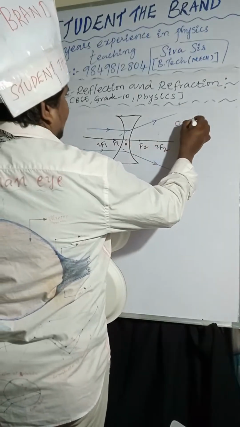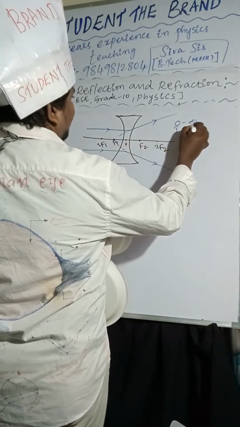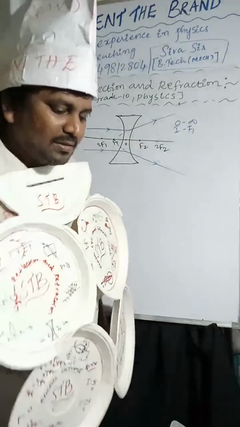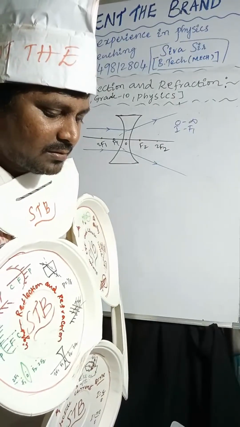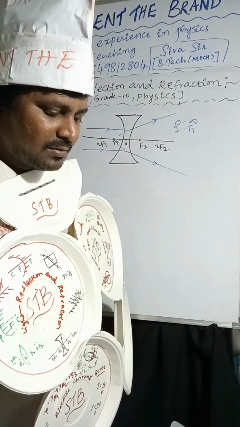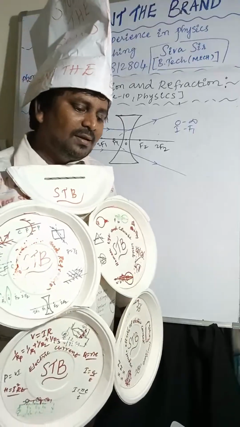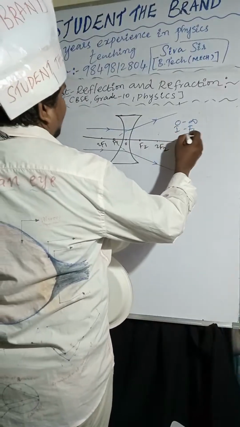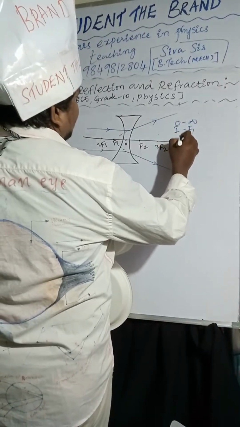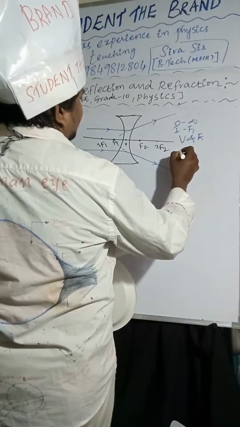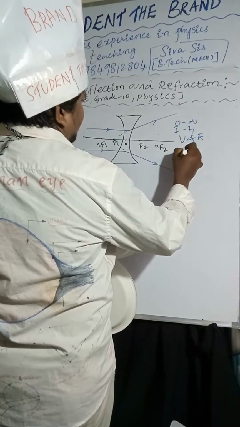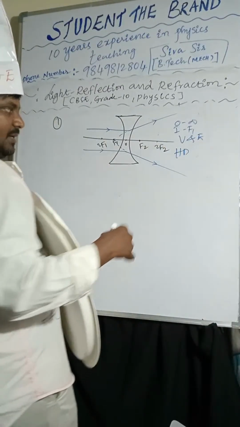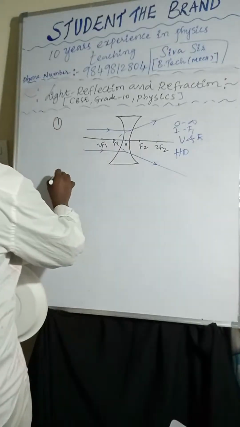Object is at infinity, the image will form at F1. The nature of the image is virtual, erect and diminished, or we can say highly diminished. The image will form at the focus, right?